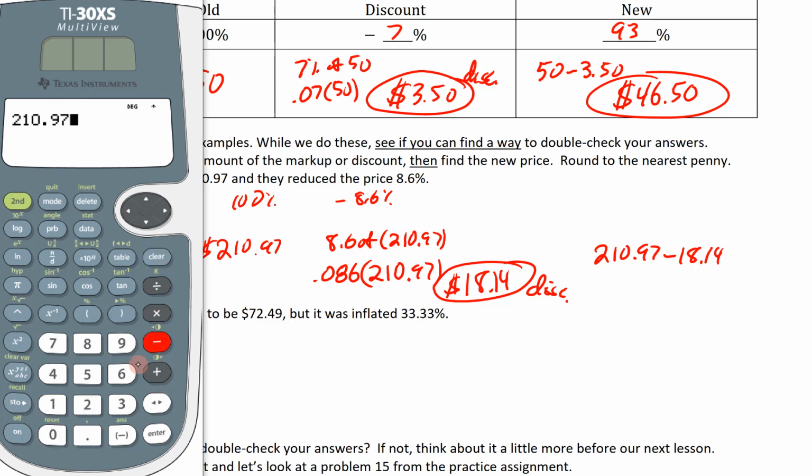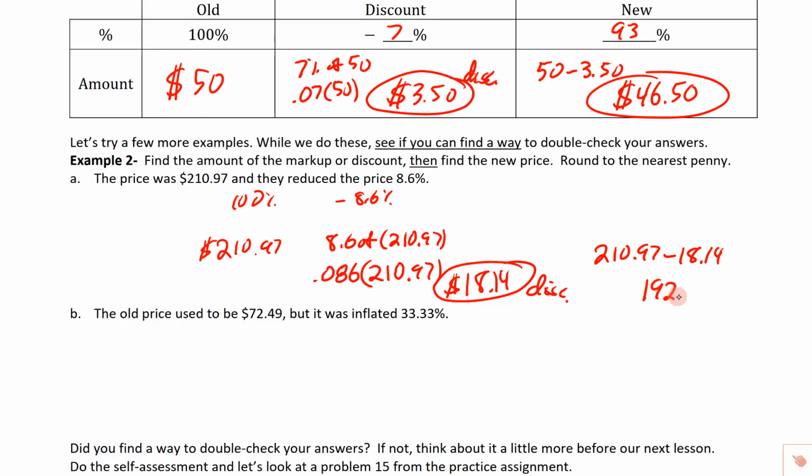$210.97, and we're going to subtract $18.14. So we end up with $192.83. We'll go ahead and circle that.